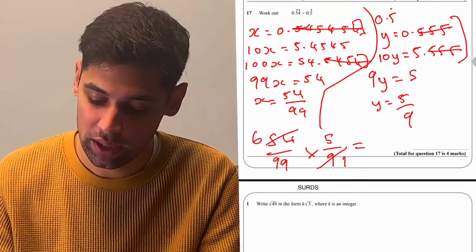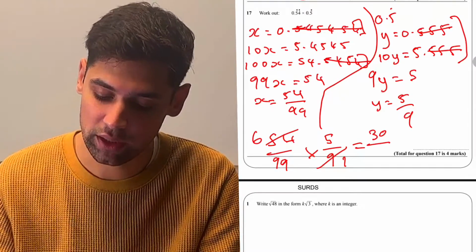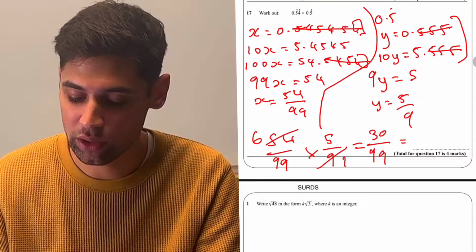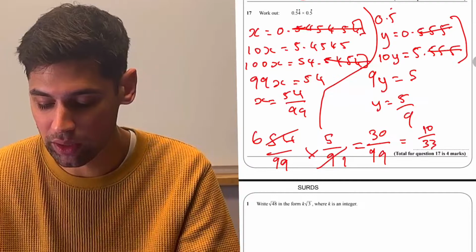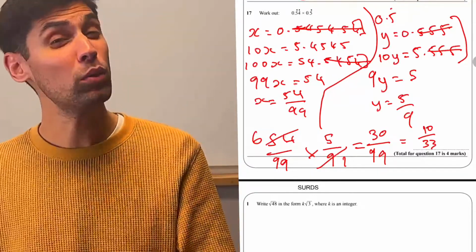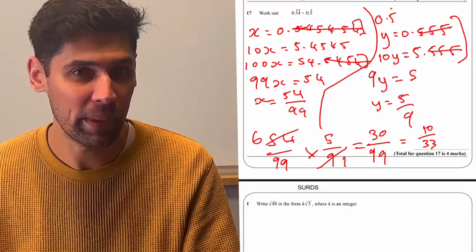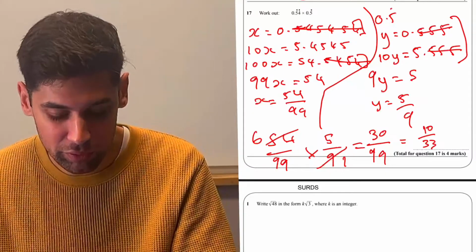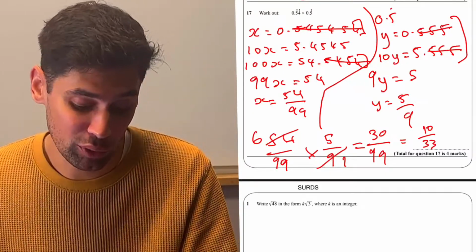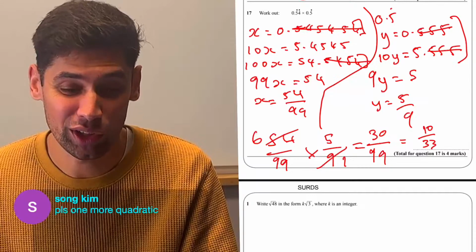6 times 5 is 30, over 99 times 1 is 99. And then we can actually divide both of these by 3 to get 10 over 33 as our final answer. So you probably will get this in a non-calculator exam, if I'm being honest, because you can do that sort of stuff and cross-cancel and simplify the fraction. I don't want to be the one to do 54 times 5 and 99 times 9. That's not nice.